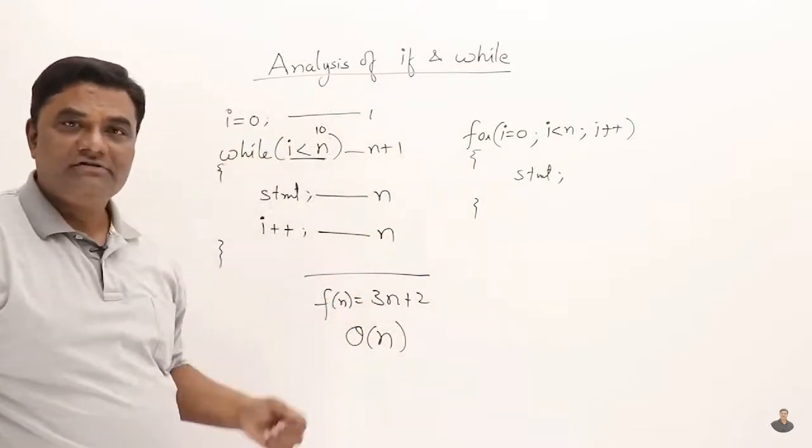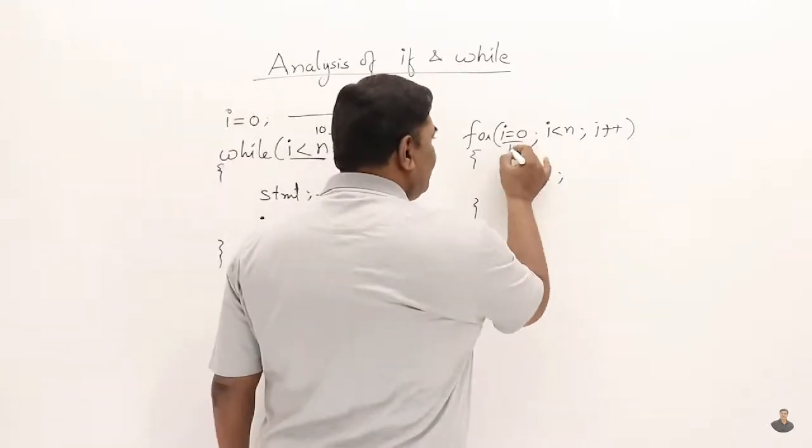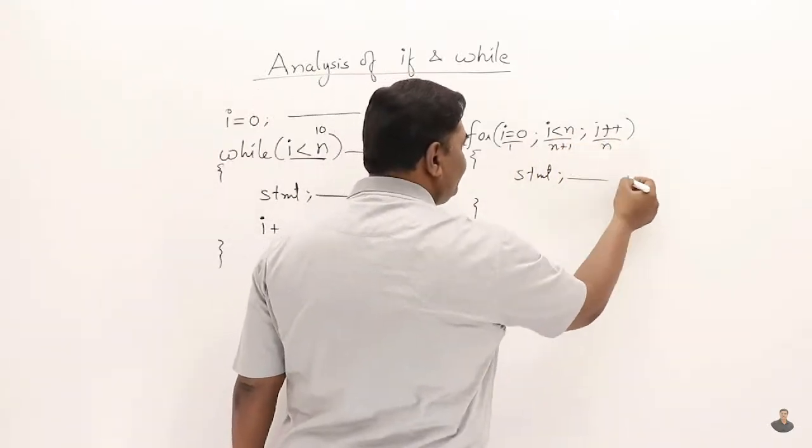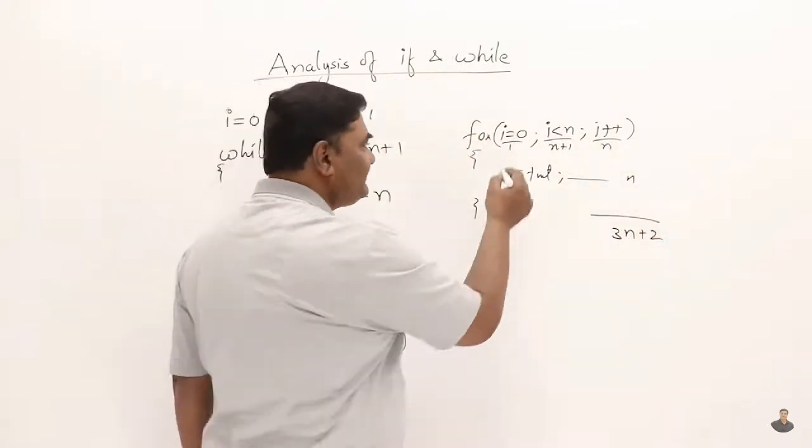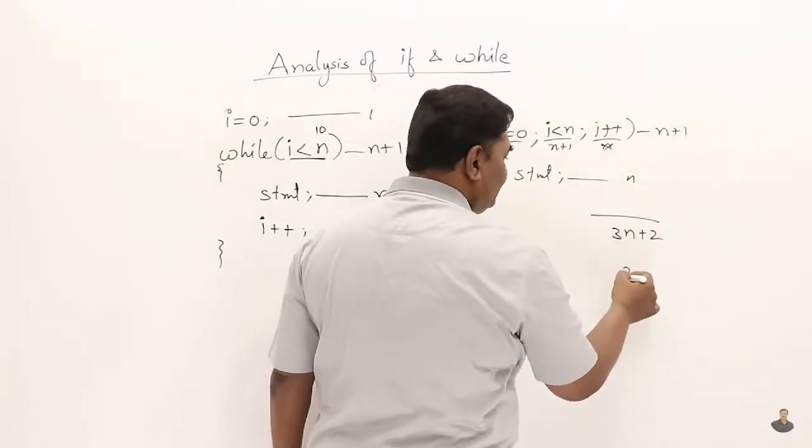Now what is the answer for this one? It will be the same if I consider each and everything. This will execute for 1 time, this will execute for n plus 1 times, this will execute for n times, and this will execute for n times. Total how many? 3n plus 2. But when I was using the for loop, I was saying that let us ignore these two and just take it as n plus 1. So I was saying that it was 2n plus 1.